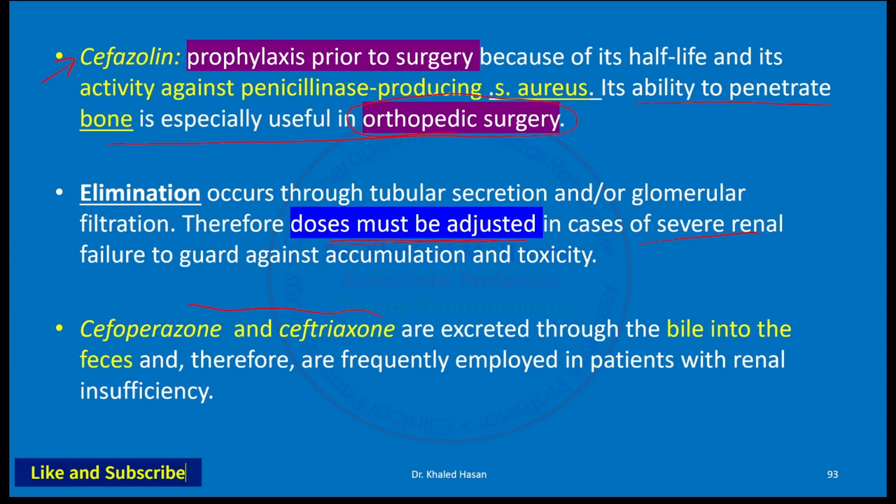We have some exceptions there. They try to remind us with cefoperazone and ceftriaxone. This group of medication is mainly eliminated through the bile into the feces, and there is no need to adjust the dose in patients with renal insufficiency. So the question: which of these cephalosporins can be prescribed safely to the patient suffering from renal dysfunction or renal insufficiency? We have ceftriaxone and cefoperazone.